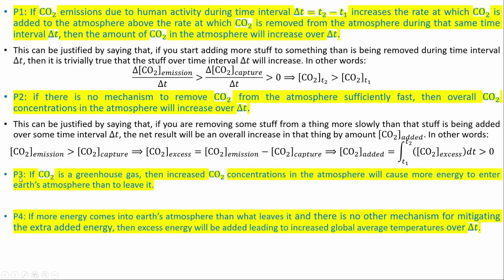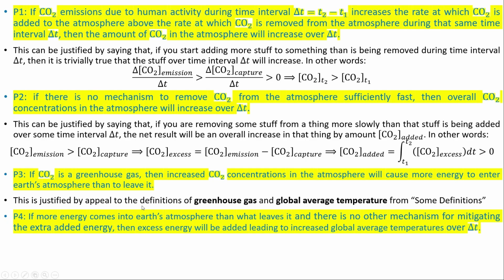Then P3 here, so premise 3: if CO2 is a greenhouse gas, then increased CO2 concentrations in the atmosphere will cause more energy to enter the Earth's atmosphere than to leave it. And this is justified just by appealing to the definitions of greenhouse gas and global average temperature from the definitions slide. So in order for this one not to be true, you would have to take issue with one of those definitions.